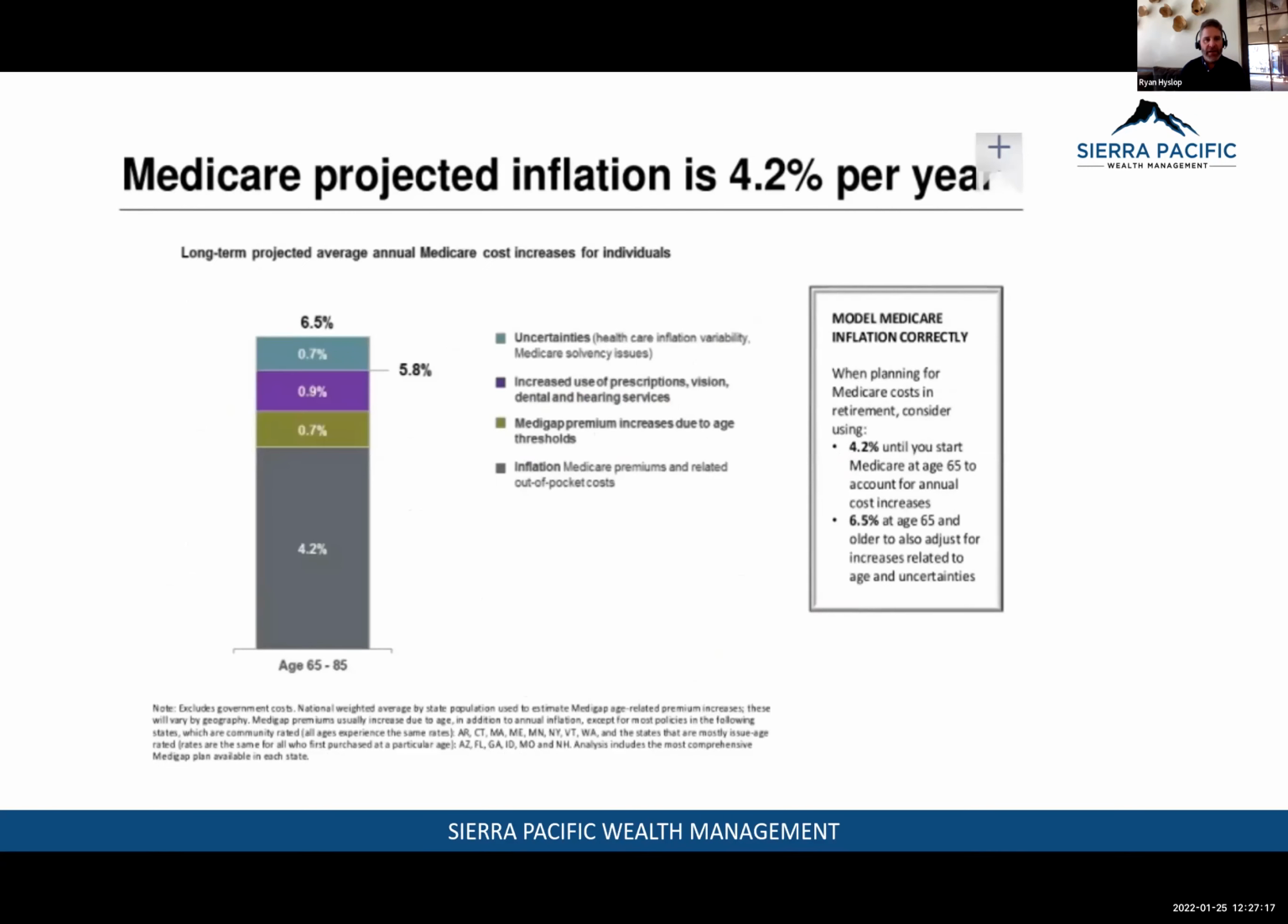When it comes to Medicare, projected inflation is 4.2% per year. But once you turn 65, if we add on all the co-pays and deductibles that come with Medicare, it's actually closer to 6.5%, almost up to 7% inflation on Medicare. So that in and of itself is going to be one of your largest, if not your largest, expense in retirement. You've got to plan for it. Your portfolio needs to reflect it. Next slide.